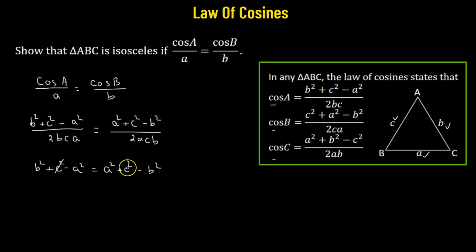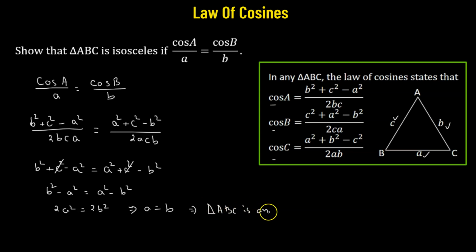Now we can cancel out c squared from both sides, and that leaves us with b squared minus a squared equals a squared minus b squared, or simply put, 2a squared equals 2b squared, and solving this we get a equals b. Now we know that whenever two sides of a triangle are equal, then triangle ABC must be an isosceles triangle. Since we have successfully shown that our given triangle ABC is an isosceles triangle whenever cosine of A over a equals cosine of B over b, hence proved.